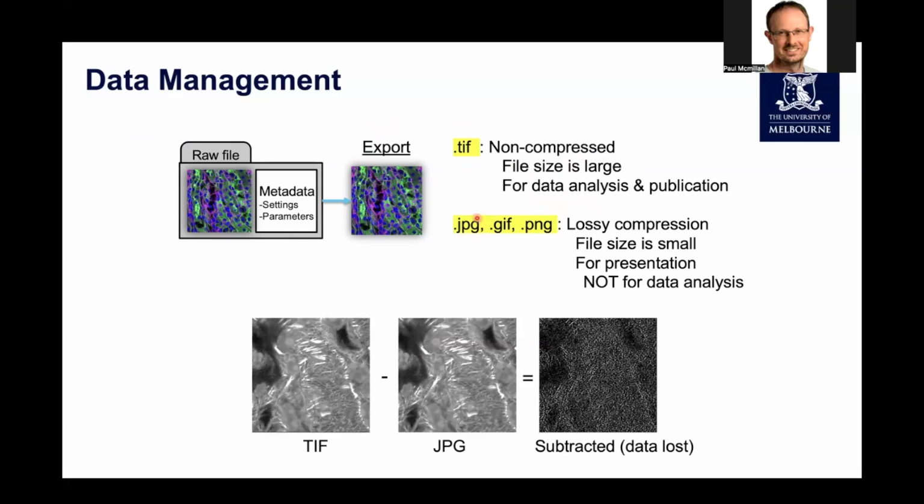If you're converting to a JPEG, a GIF, or a PNG file, this is often a lossy compression. Your file size is small. You can use it for presentation, but ideally not for any data analysis. So if I take a TIFF copy of an image and I subtract the JPEG version of that image, you can see the data that's actually been lost in the conversion to JPEG.